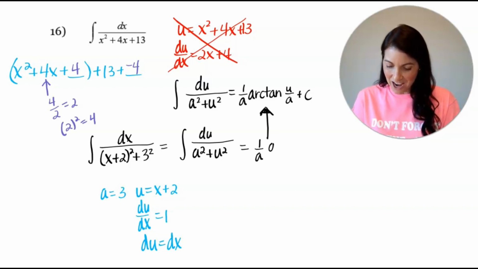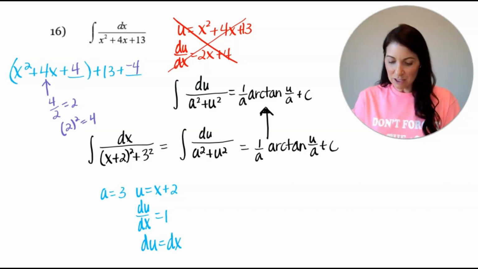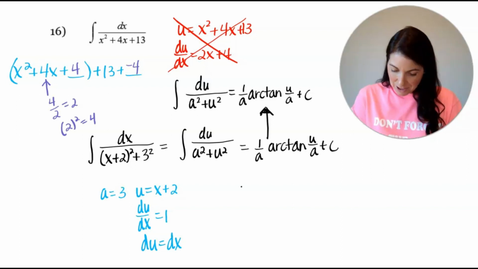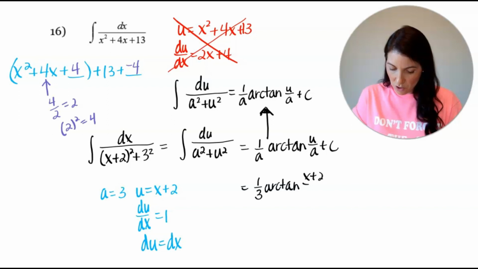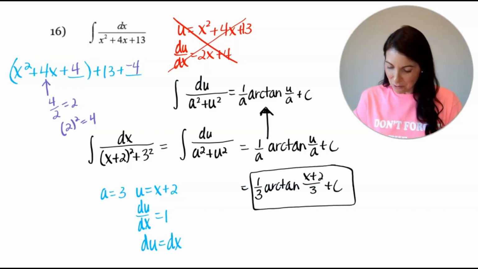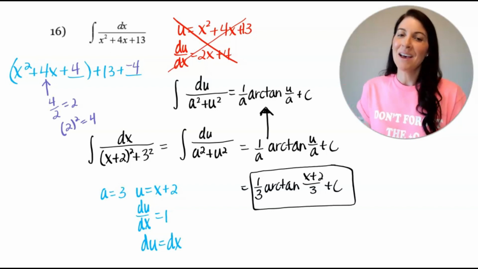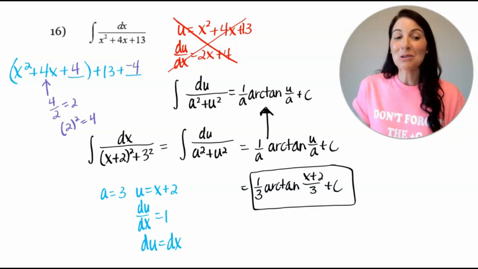So now, let me write it again. This would give us 1 over a arctangent of u over a plus c, and now let's replace the u back in with the x plus 2 and the a with the 3. So my final answer would be 1/3 arctangent of x plus 2 over 3 plus c. This was a great problem. We got to complete the square in this problem and then set it up as an integral that would produce arctangent.